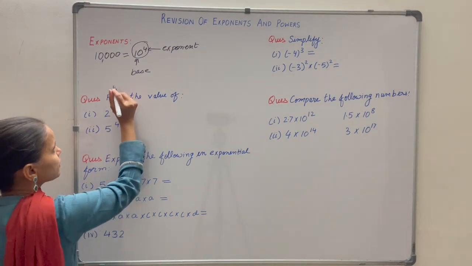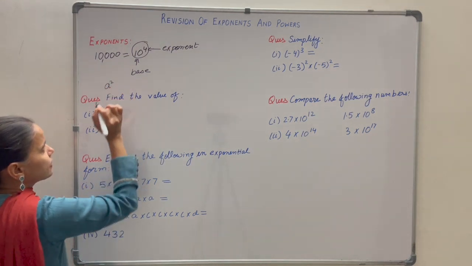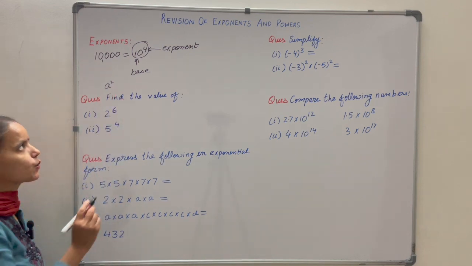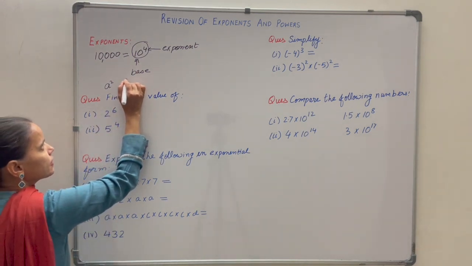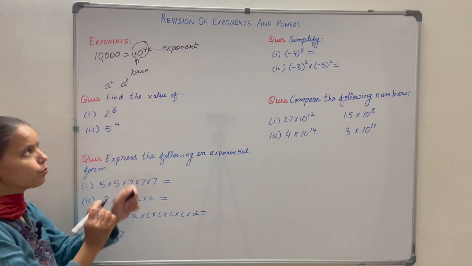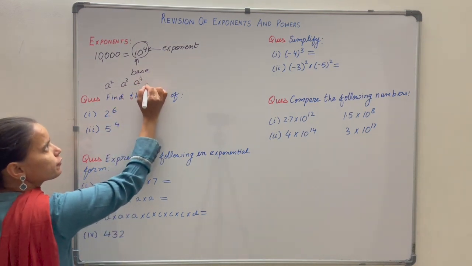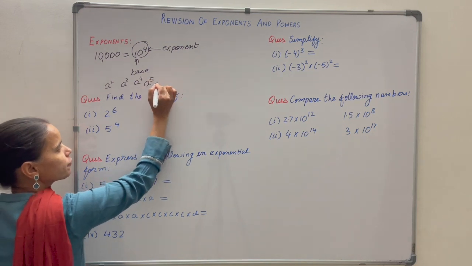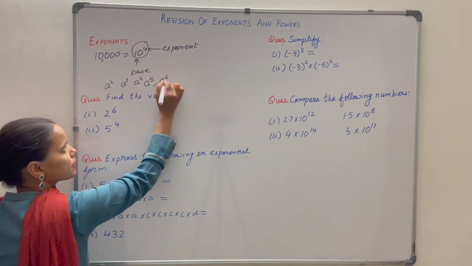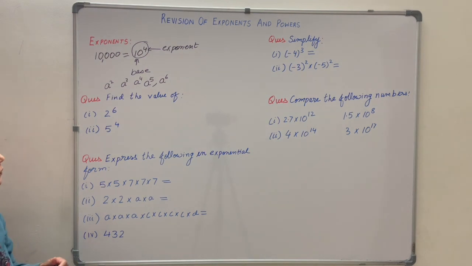So if you have some numbers, say like this, we read it as a square. If it is like this, we read it as a cube. If it is beyond 3, then we say a raised to the power 4, a raised to the power 5, a raised to the power 6 and so on.